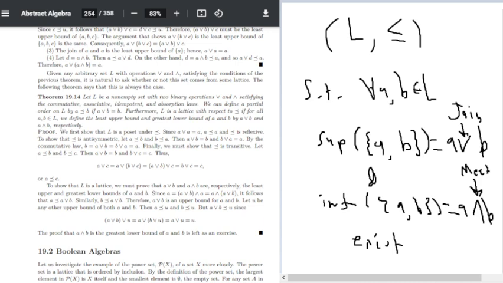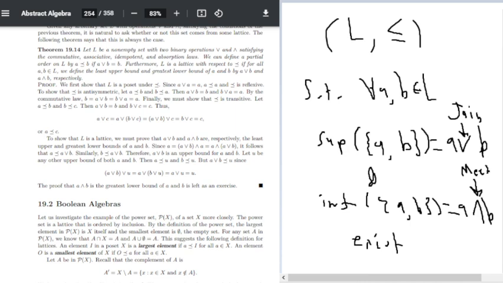Since A join A is equal to A, A is less than or equal to A, and less than or equal to is reflexive. To show that less than or equal to is antisymmetric, let A be less than or equal to B and B less than or equal to A. Then A join B is equal to B, and B join A is equal to A. By the commutative law, B = A join B = B join A = A. Finally, we must show that less than or equal to is transitive. Let A be less than or equal to B, and B less than or equal to C. Then A join B equals B, and B join C is equal to C. Thus, A join C is equal to A join (B join C) is equal to (A join B) join C is equal to B join C is equal to C, or A is less than or equal to C.